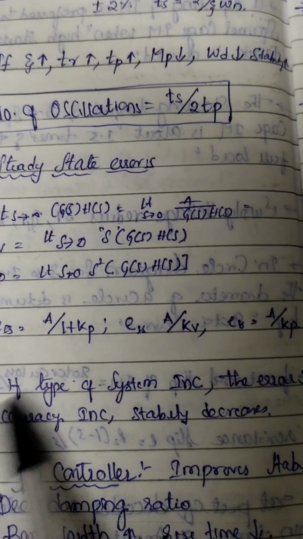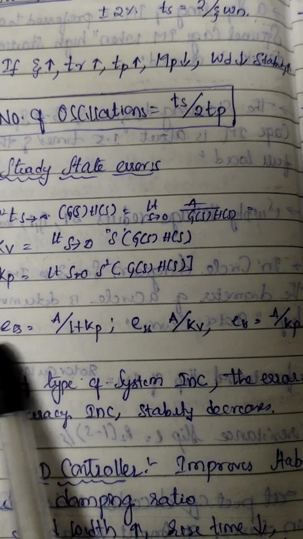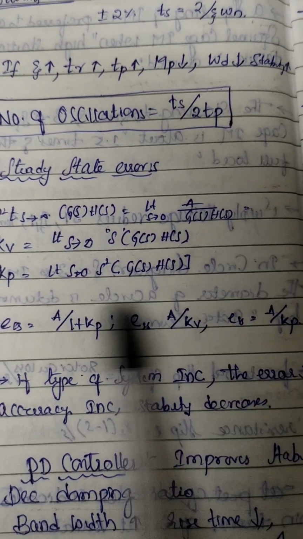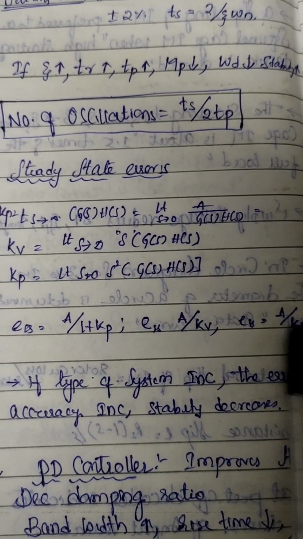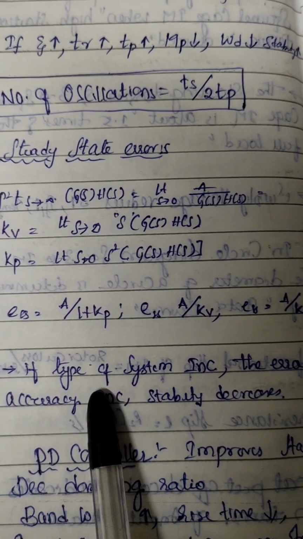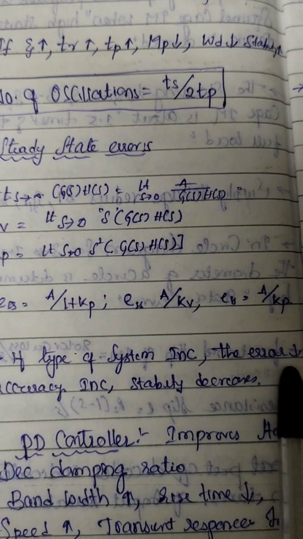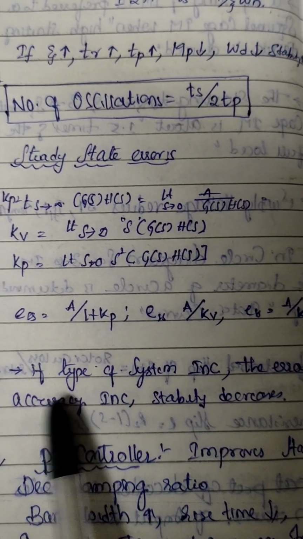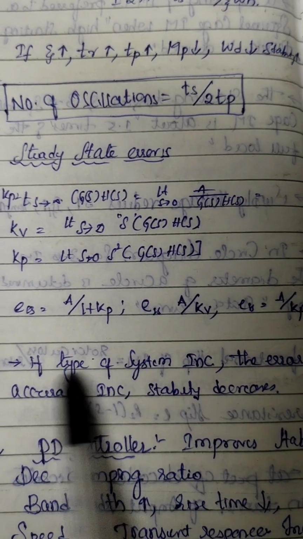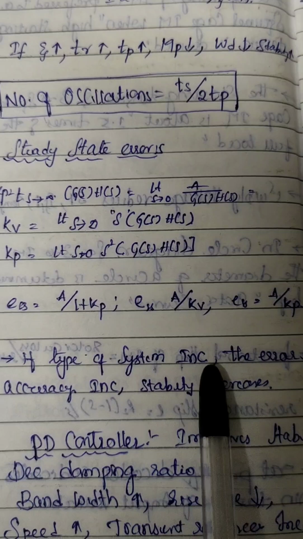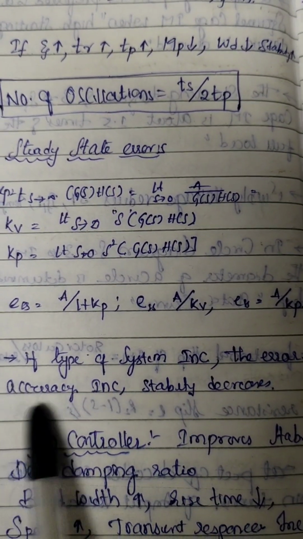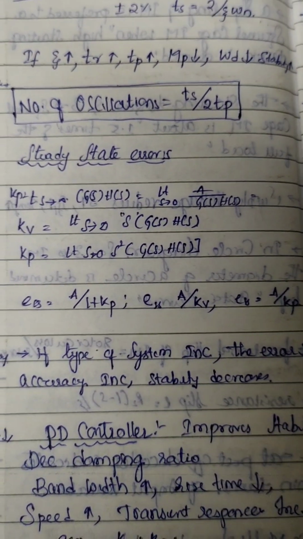These are the formulas, you can remember them. Based on these formulas you can get problems in competitive exams. If the type of the system increases, the error decreases, accuracy increases, and stability decreases.